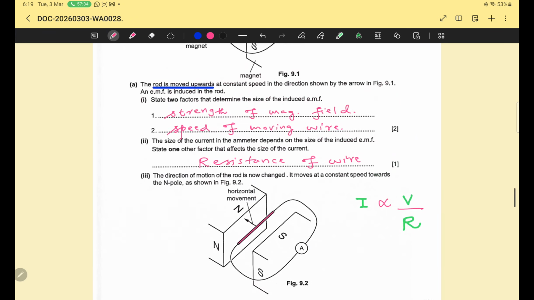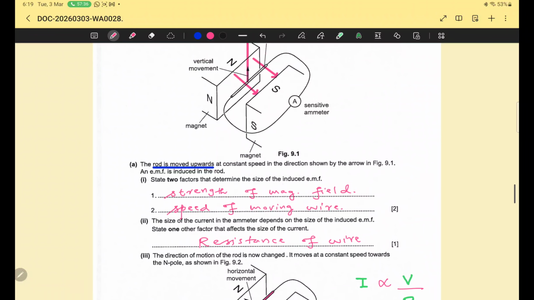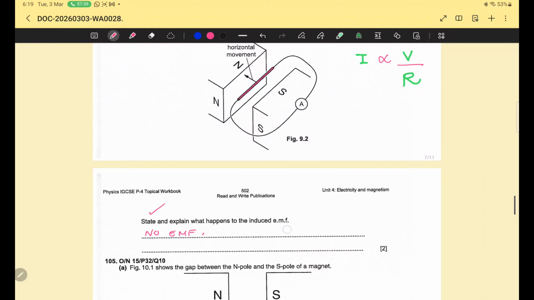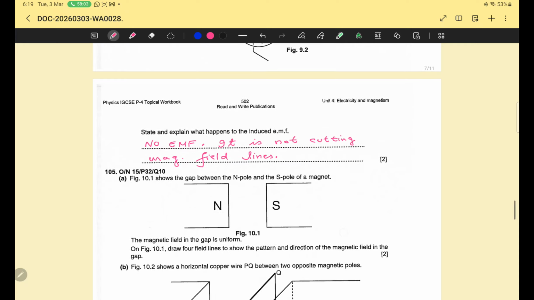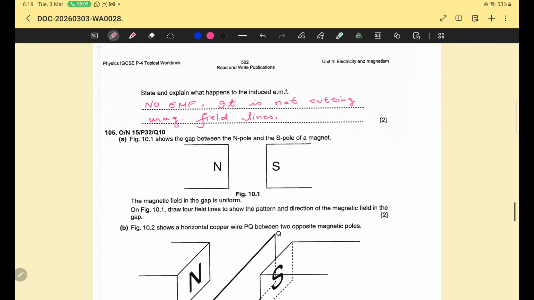Sir, why? Because when a wire moves perpendicular, then the wire cuts magnetic field lines. When the wire moves parallel, it is not cutting magnetic field lines. And when it is not cutting magnetic field lines, then obviously there is no induced current.